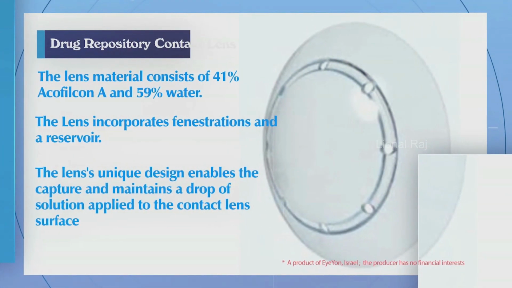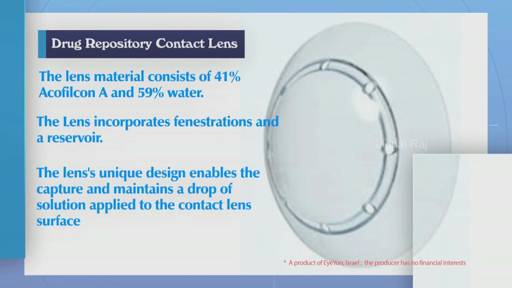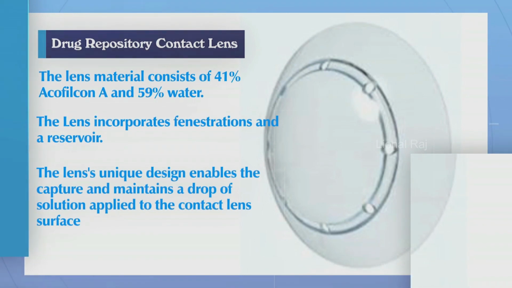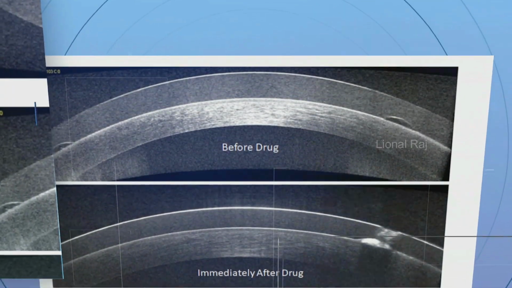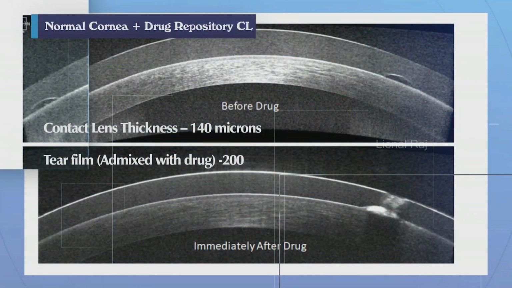The drug repository contact lens is a therapeutic soft contact lens for continuous wear up to 1 to 2 weeks, made of aquaphilicon A and water in a buffered saline solution. This consists of a unique design of dual base curve so as to result in a central reservoir for drugs and fenestration holes to enable capture of applied topical antibiotics.